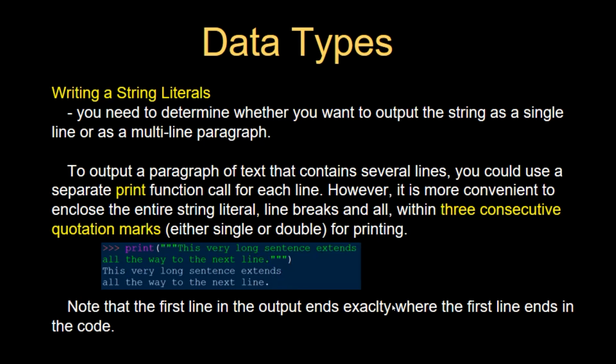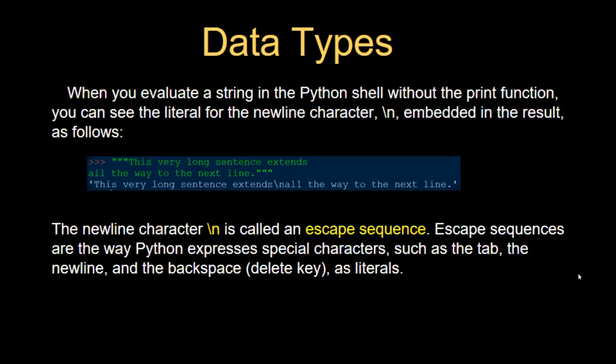Ayan, ito na yung output mo. So note that the first line in the output ends exactly where the first line ends in the code. Okay. So when you evaluate a string in Python shell without the print function, you can see the literals for the new line character. So you can also use a \n.